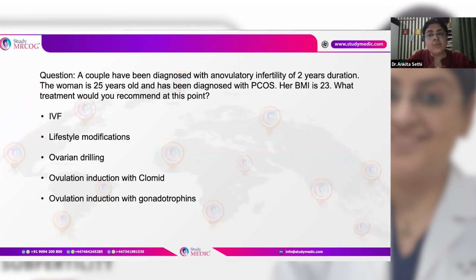If the patient would have been obese or the BMI would have been 29, then maybe the first line of management that you can mention is lifestyle modification followed by ovulation induction with Clomid.